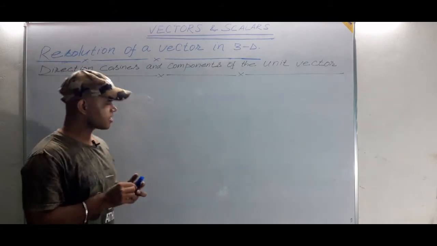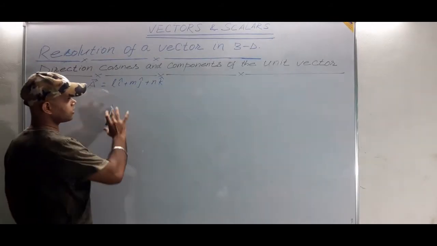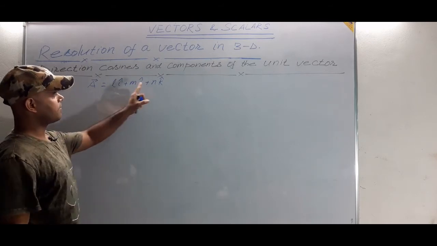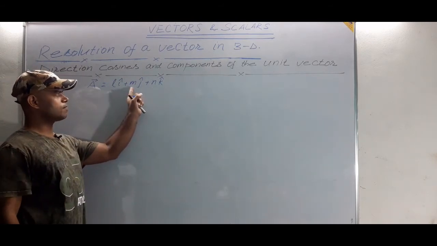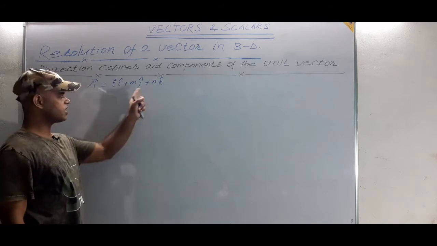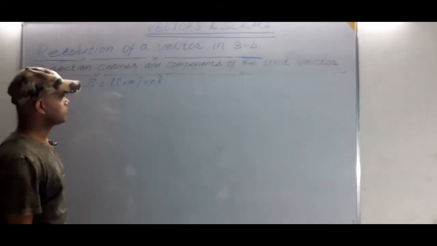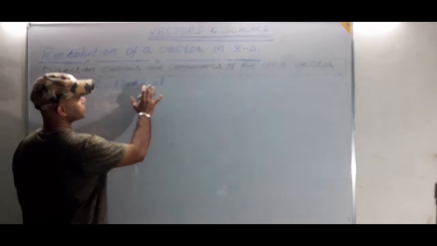So suppose there is a vector, the one which we had taken before. I am writing the same vector for convenience so that you can recall those values, cos alpha, cos beta, cos gamma easily. A vector is L i plus M j plus N k. Now I don't need to tell all these things, you already know. L, M, N are the x component, y component and z component respectively for this vector, right? So L i plus M j plus N k.